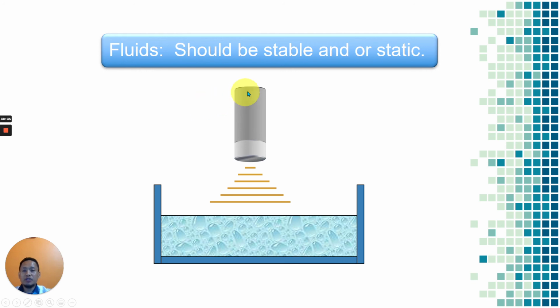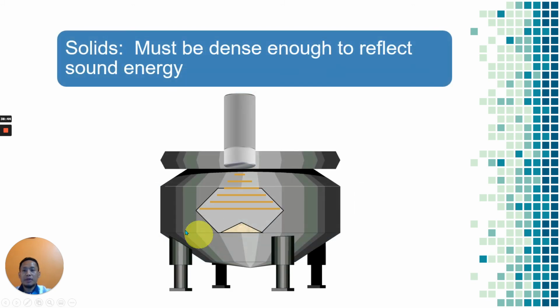In a fluid application, the fluid should be stable or static, not turbulent. For a solid application, the solid must be dense enough to reflect sound energy. For example, the tank must be designed, or the sensor must be selected carefully. If the ultrasonic sensor is put in the tank, it must be in such a way that the echo signal can be received by the sensor.